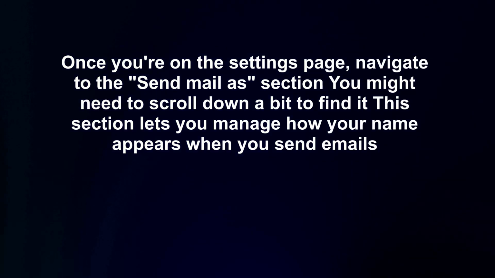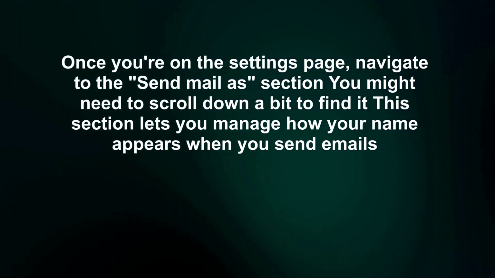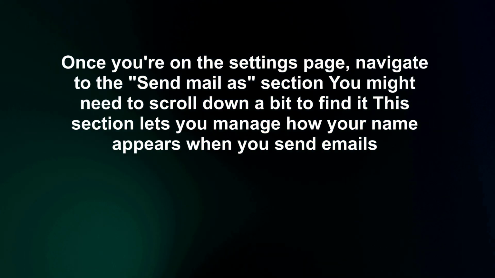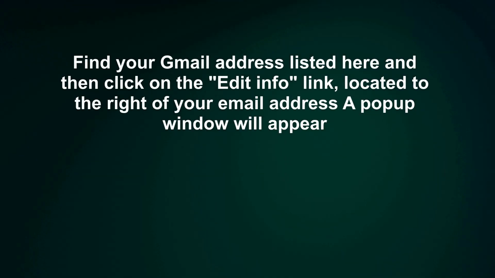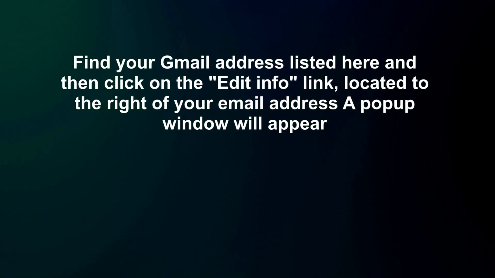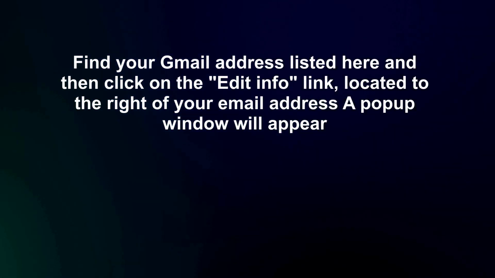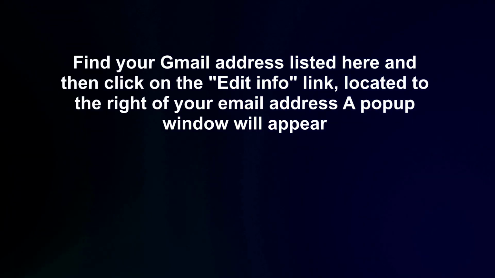Once you're on the settings page, navigate to the Send Mail As section. You might need to scroll down a bit to find it. This section lets you manage how your name appears when you send emails. Find your Gmail address listed here and then click on the Edit Info link located to the right of your email address. A pop-up window will appear.